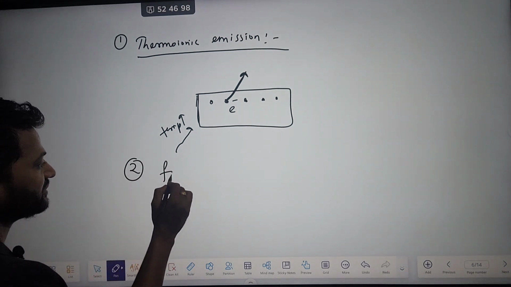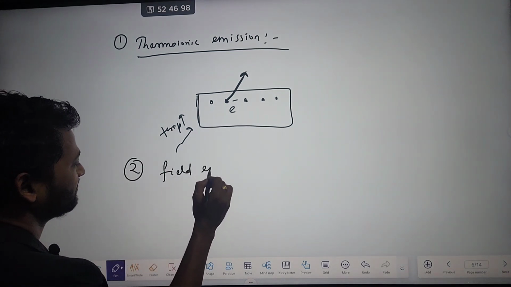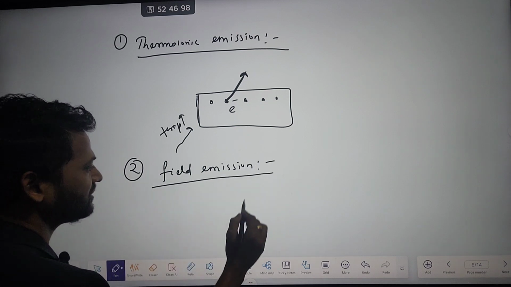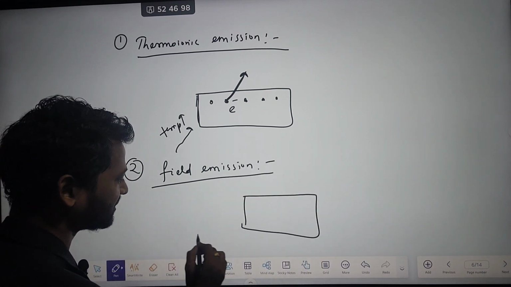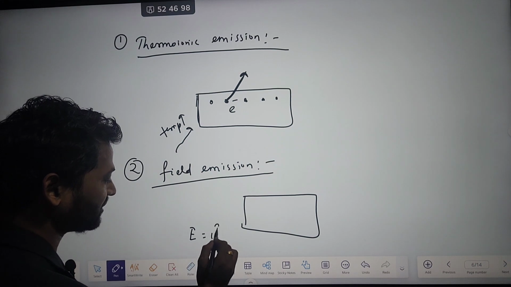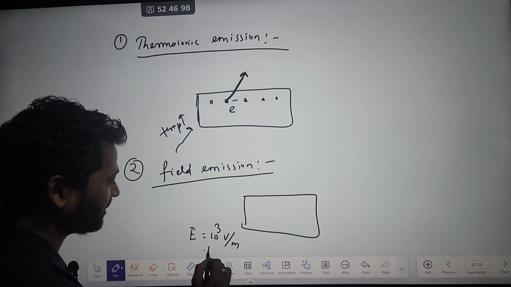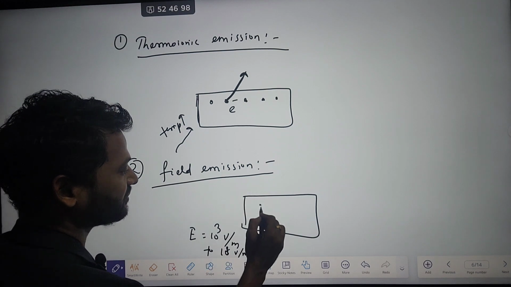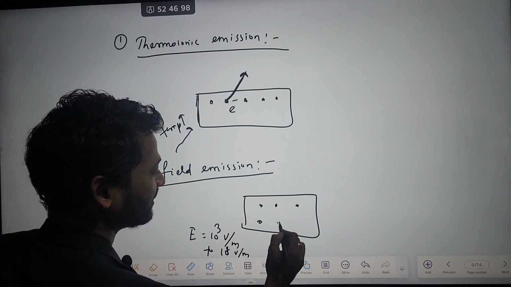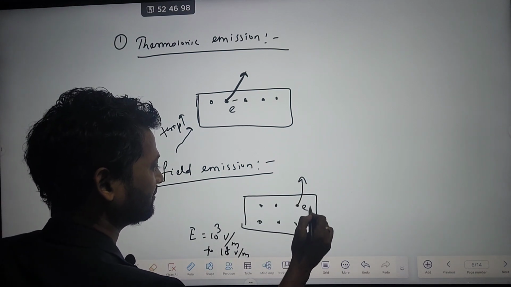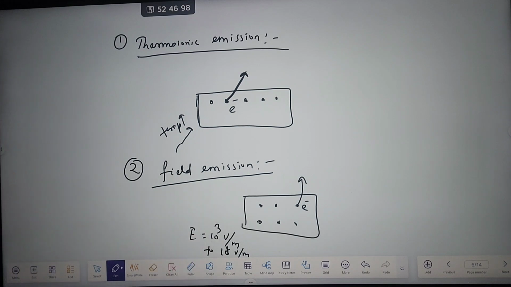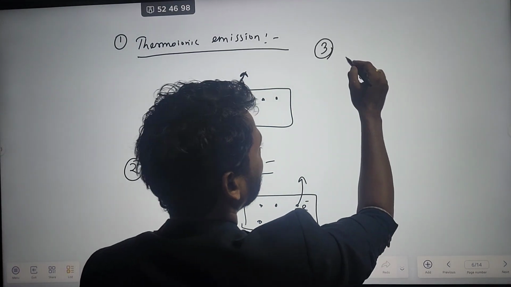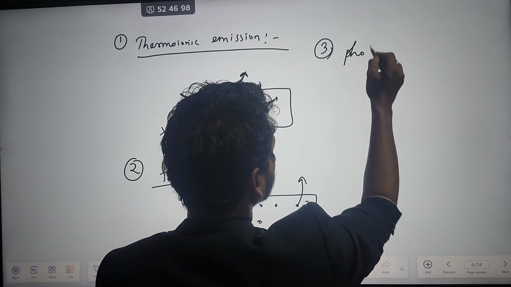Second is field emission. Field means electric field. So here, if we provide a strong electric field, in the range of 10 to the power 3 volt per meter to 10 to the power 8 volt per meter, then electrons escape out. That is called field emission. Okay, and the third one is photoelectric emission.